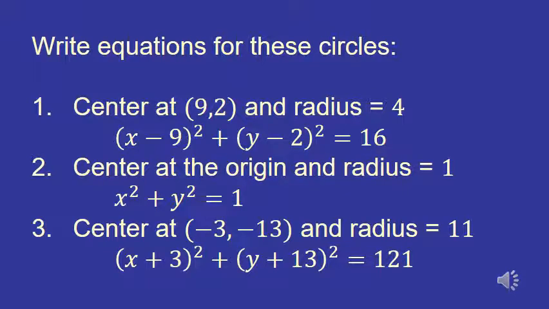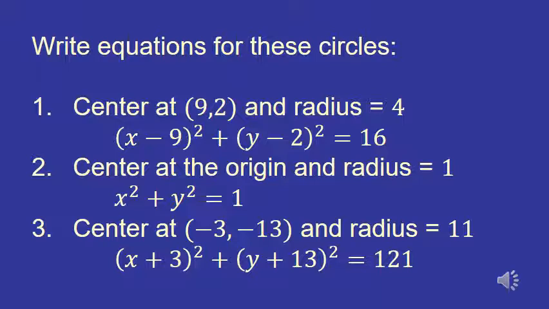And again, you always want to do the opposites of the center and then square the radius. That's why the first one's going to be x minus 9 squared plus y minus 2 squared equals 16. On the second one, remember the origin is just 0, 0. I wrote this as x squared plus y squared equals 1, which those of you that go on to analysis next year will find out is the single most important circle there is.